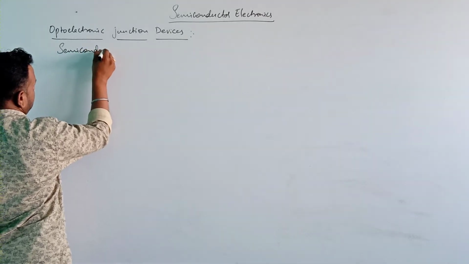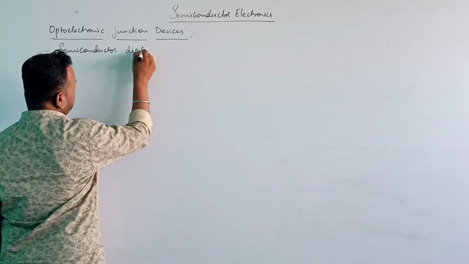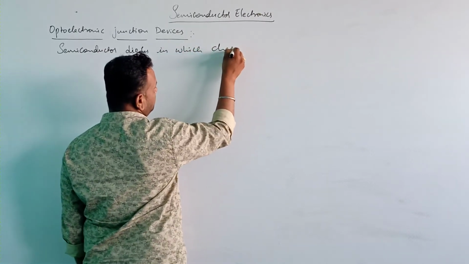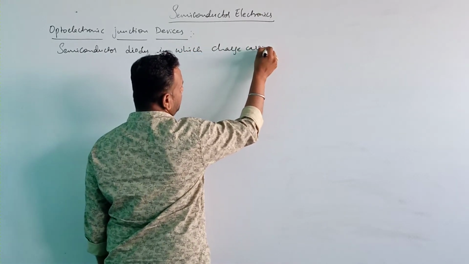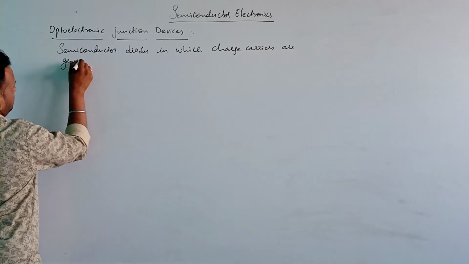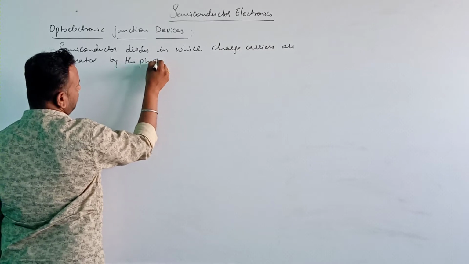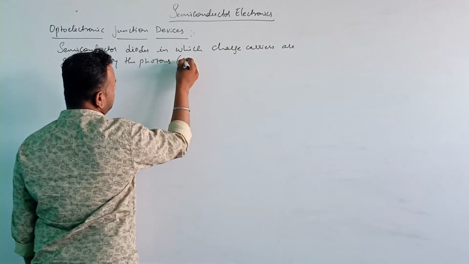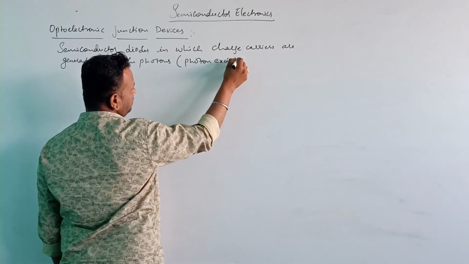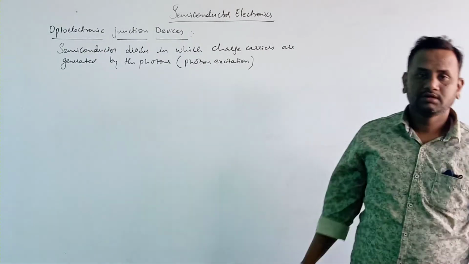Semiconductor devices, semiconductor diodes in which charge carriers are generated by photons, or you can say photon excitation, is called the optoelectronic junction devices.